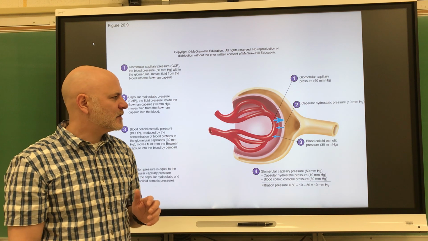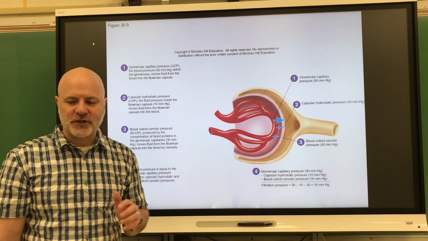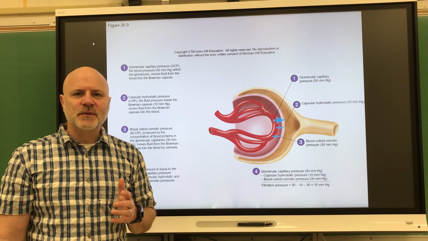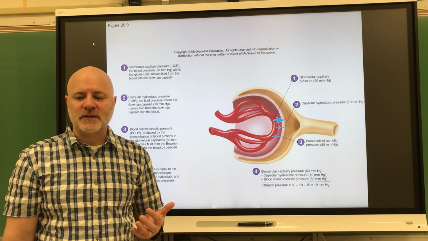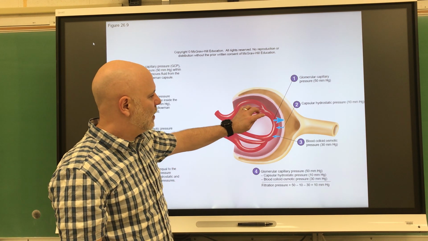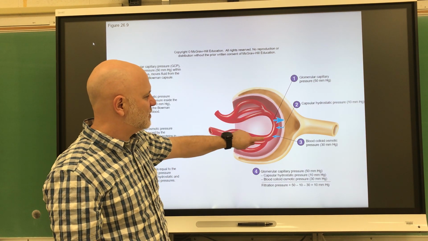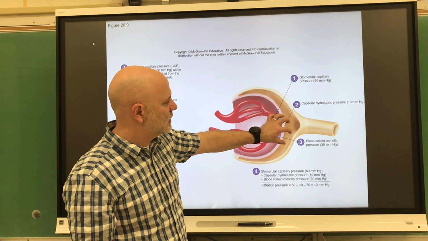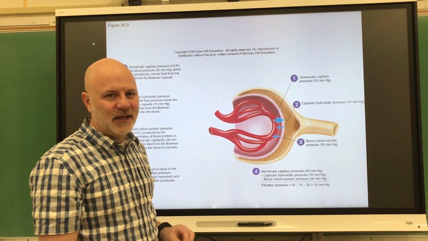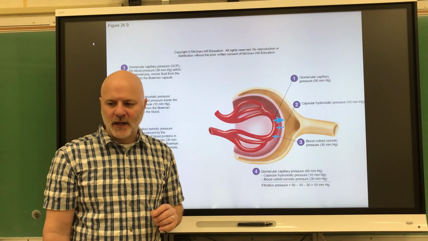Now this is opposed by blood colloidal pressure right here. This is where plasma proteins exert osmotic pressure. We still have plasma proteins in the blood, and they're going to exert some osmotic pressure, pulling water back into the blood vessels.